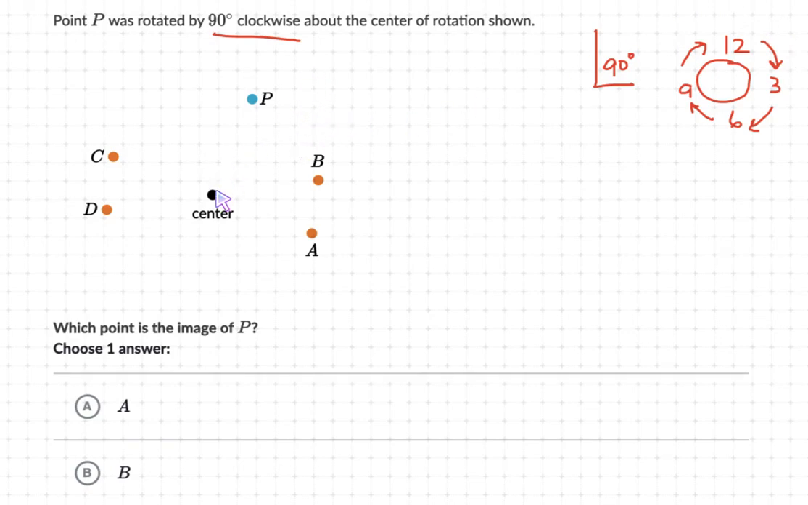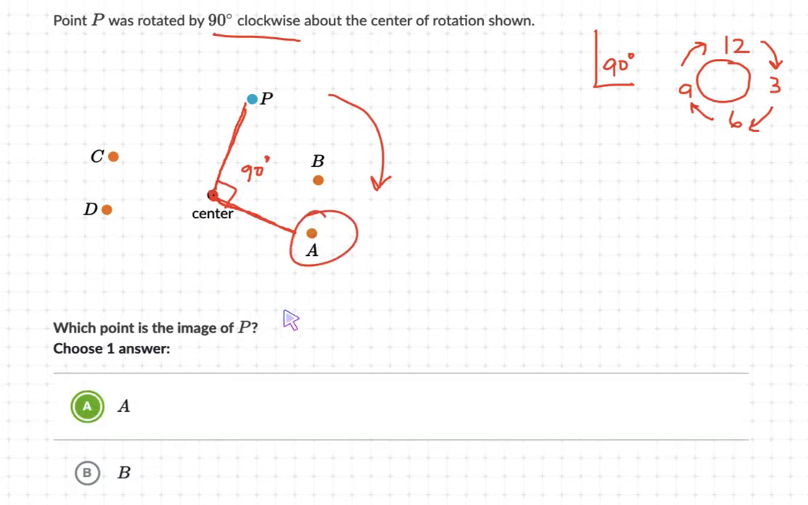All right, so let's go ahead and try this, and it's about the center of rotation shown. So as always, I'm going to draw a line between my center of rotation and my point P. And then they said they want to go clockwise. So remember, a clock goes in this direction, and they only want to go 90 degrees. So I'm going to draw an L to make that 90 degrees. B is more like 50 degrees because it's not quite an L. Remember, an L has a straight edge there. So it looks like our answer is A.